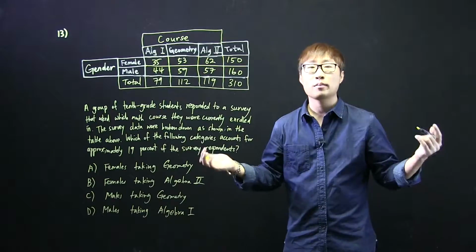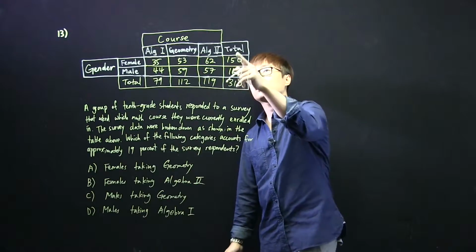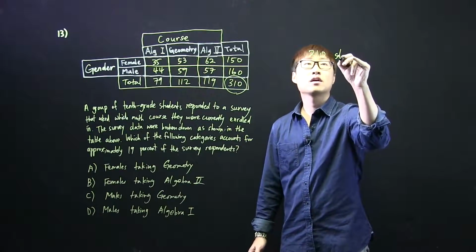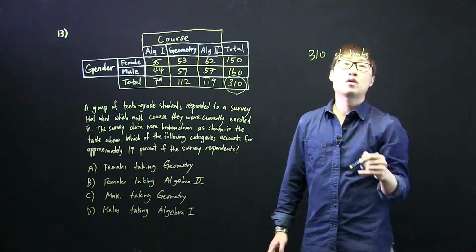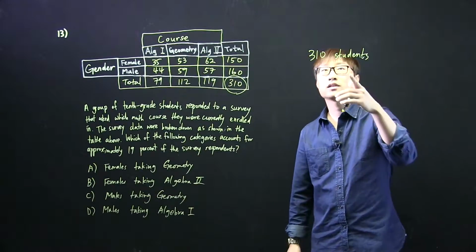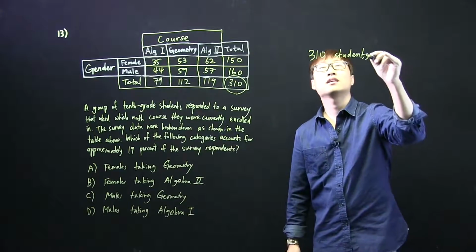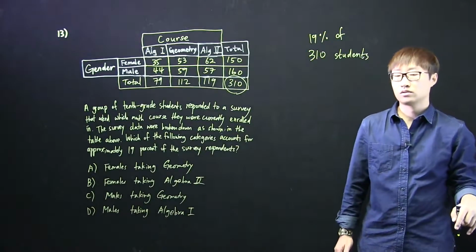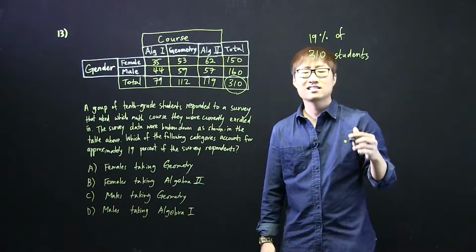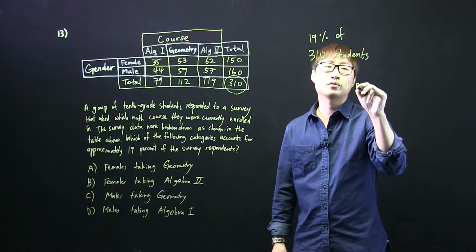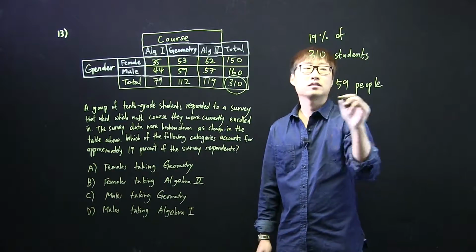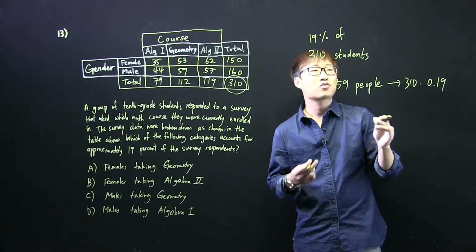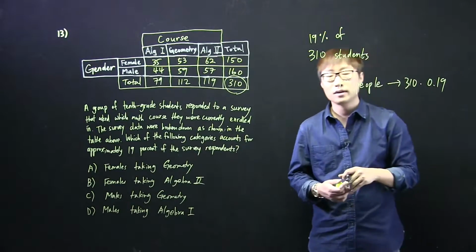So survey respondents were how many in total? Well, it says total. So the total over here was 310, right? 310 students, of which we want roughly 19%. So 19% of the 310 students, right? So how many is that? That's roughly about 59 people, right? How did I get that? 310 times 0.19, so that's roughly about 59 people.